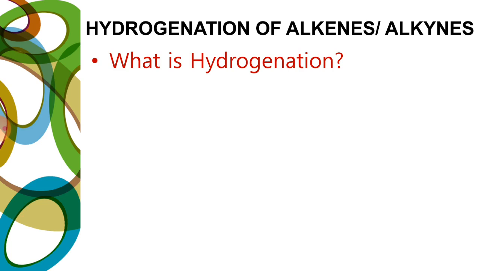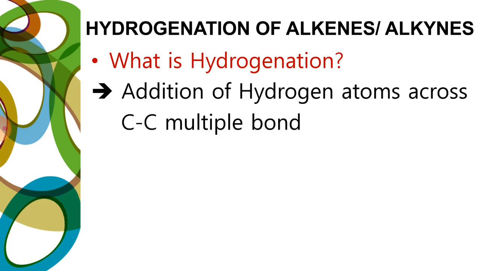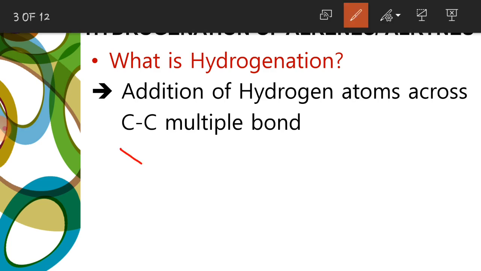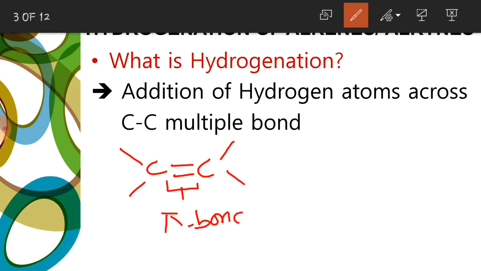What is hydrogenation? Hydrogenation is the addition of hydrogen atoms across the carbon-carbon multiple bonds. These carbon-carbon multiple bonds may be a double bond or a triple bond. For example, if you have an alkene, then this bond is a pi bond here. Now, during the process of hydrogenation, this pi bond breaks. When this pi bond breaks, each of the carbon atoms is left with an unpaired electron.